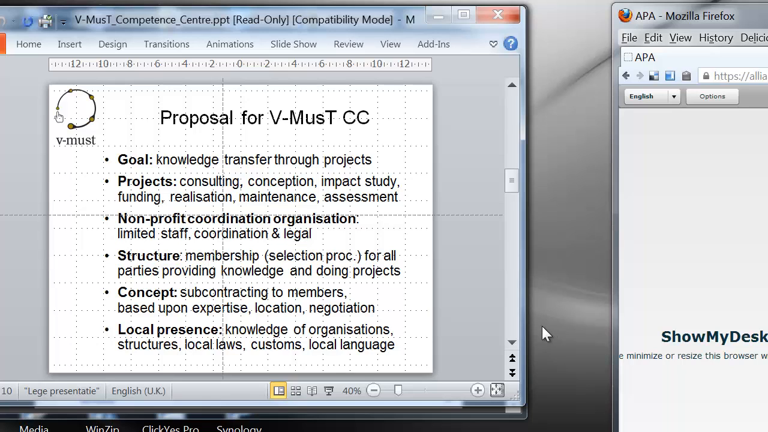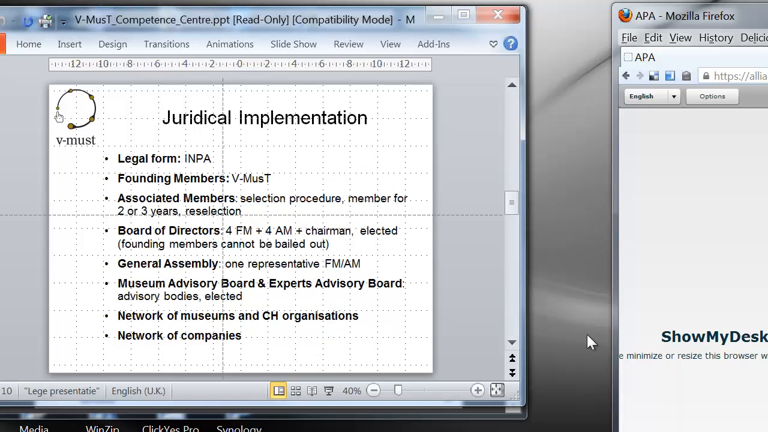Some of the services that we want to provide are location-based. You need to be close to your customer. Most of the services we want to provide are independent of the location. It can be done anywhere. But nevertheless, you need presence. You need to know your organization. You need to know the structure. You need to know the language. You need to know the laws. You need to know the customs and so on. So that is all important in also having some local foot on the ground.